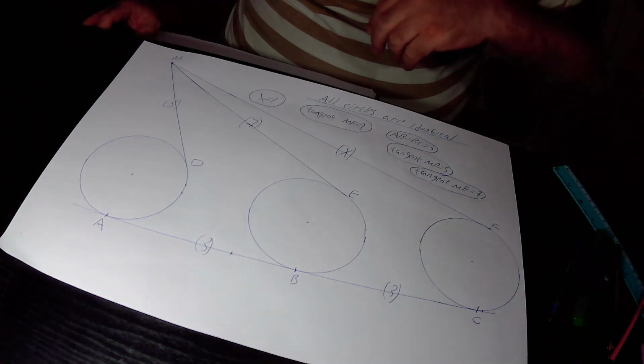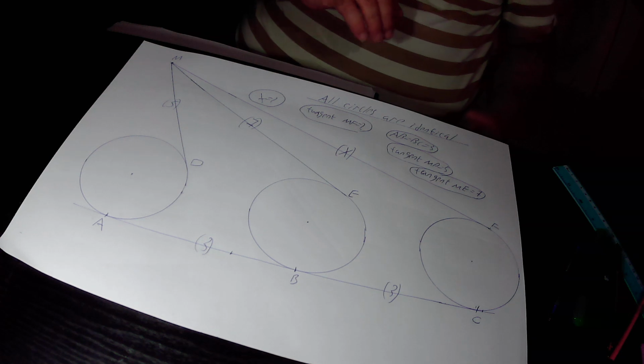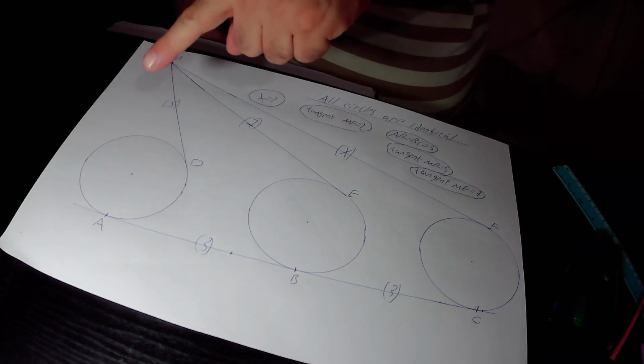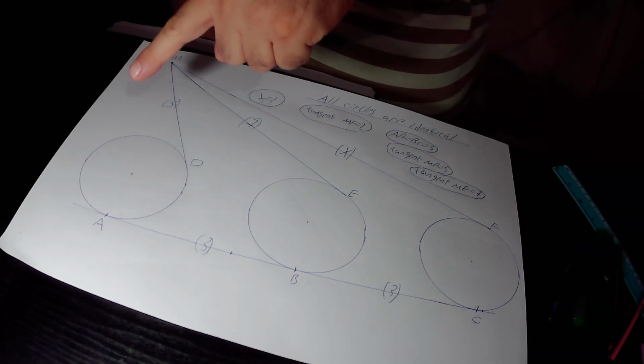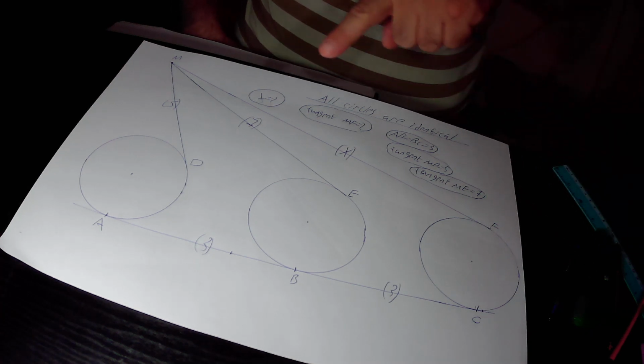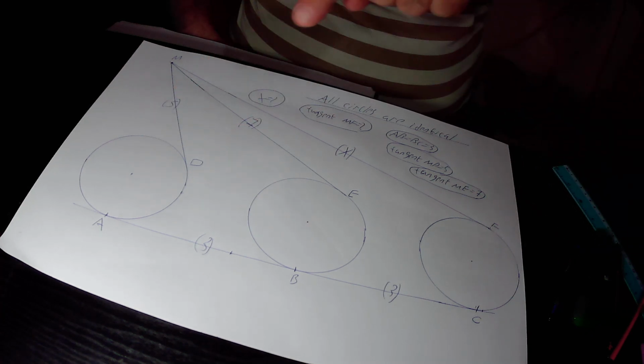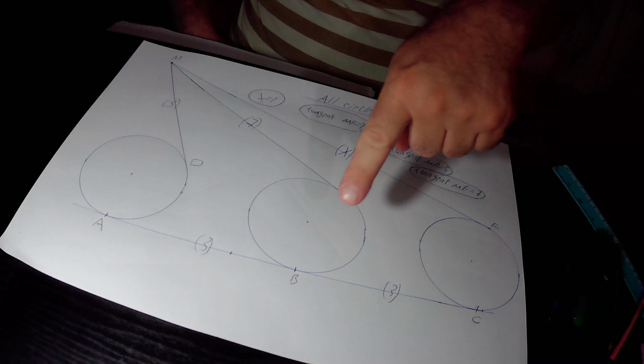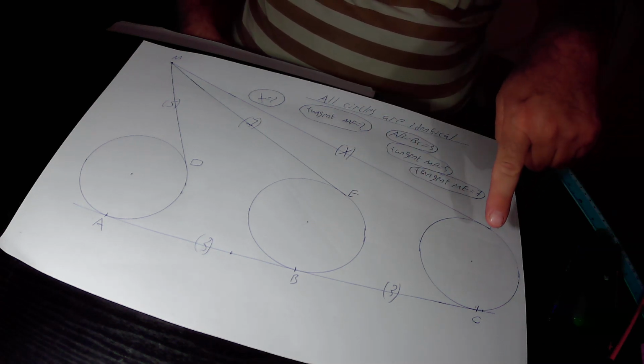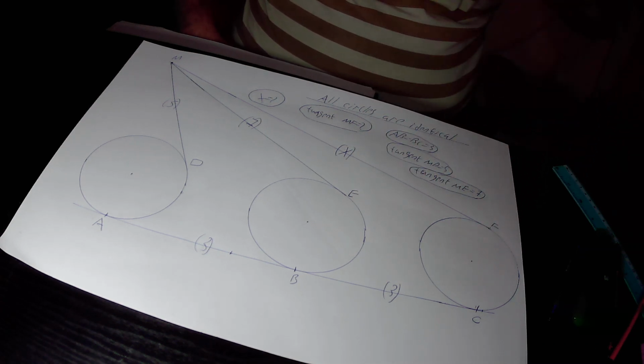Hello, in this lecture we'll find out the length of tangent x. So, in the drawing we have three circles. This is a big tangent. It is tangent to this circle at point A. It is tangent to this circle at point B. And it is tangent to this circle at point C.